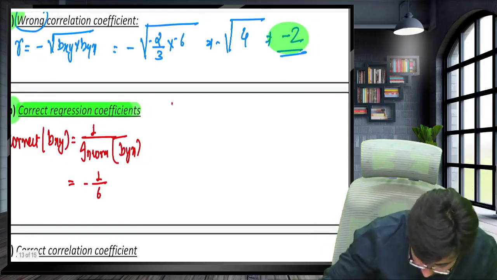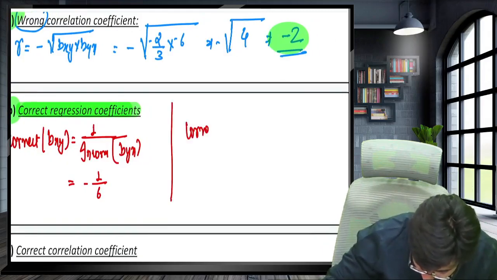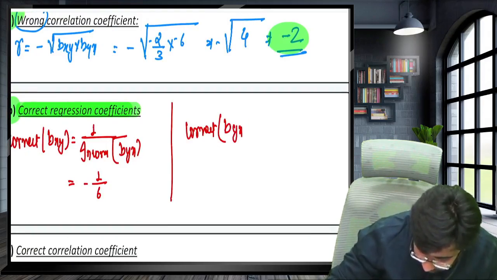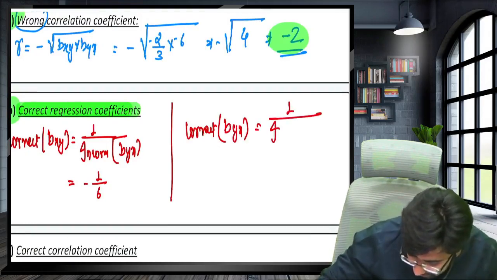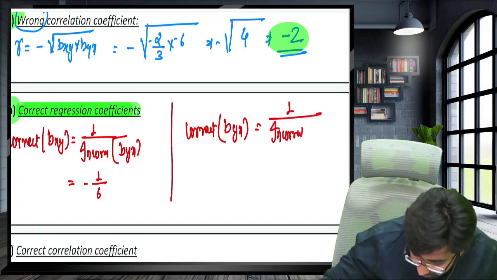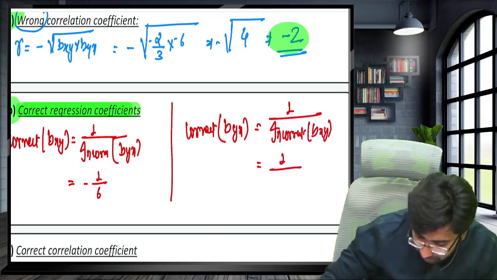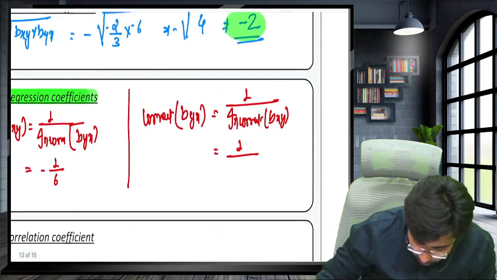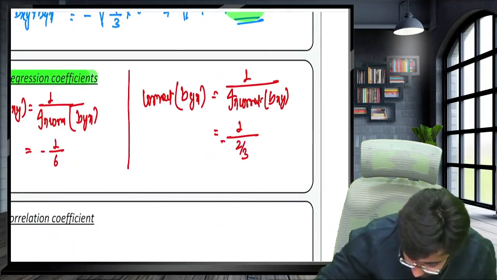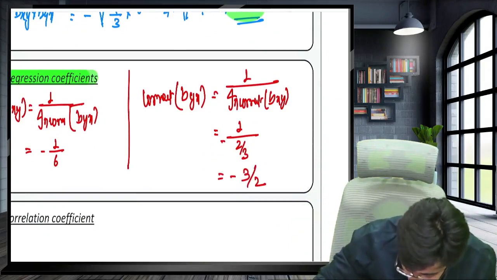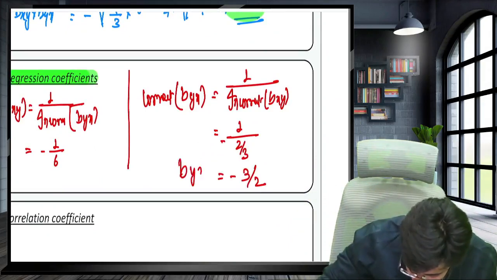And guys, what is my correct by on x? It will be 1 upon incorrect bx on y. This will be 1 upon incorrect x on y, which is minus 2 by 3. Guys, I will take minus 2 by 3. This 3 will go above. So it will be minus 3 by 2. This is my correct y on x.